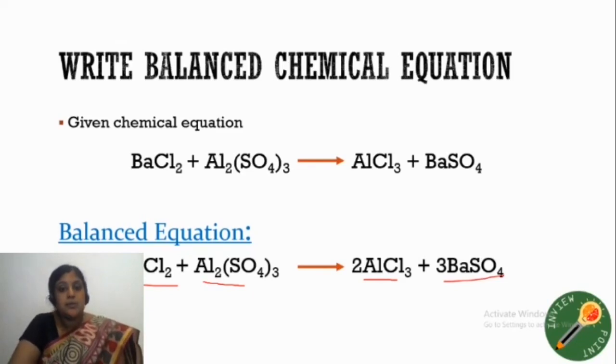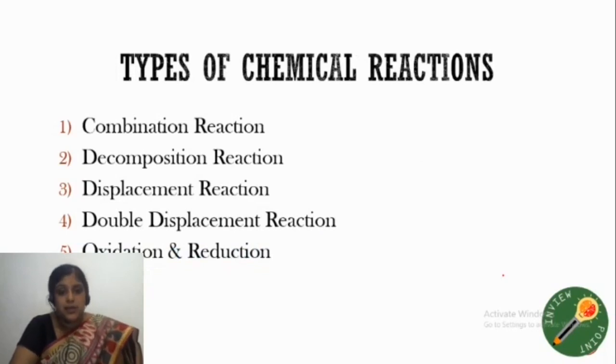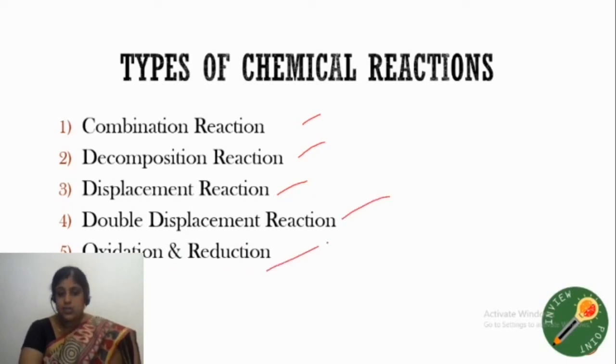Now we'll discuss the different types of chemical reactions. There are basically 5 types of chemical reactions: combination reaction, decomposition reaction, displacement reaction, double displacement reaction, and oxidation and reduction. Today in this class, we will be discussing combination reaction in detail.